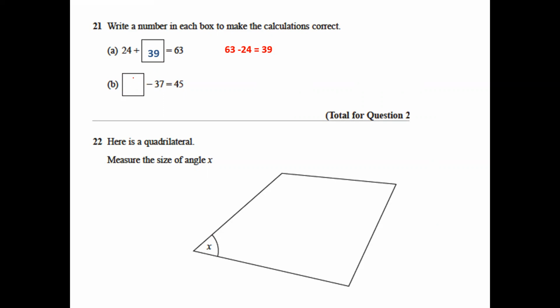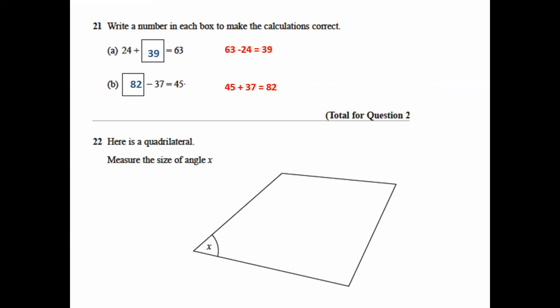B. A number minus 37 equals 45. To get the missing value, you can add 45 and 37. The answer is 82. So you can recheck whether this answer is correct by taking away 37 from 82. So 82 minus 37 is 45. Like that, you can recheck your answer.